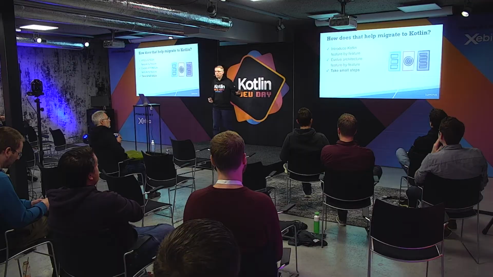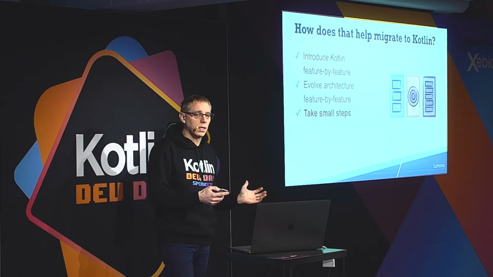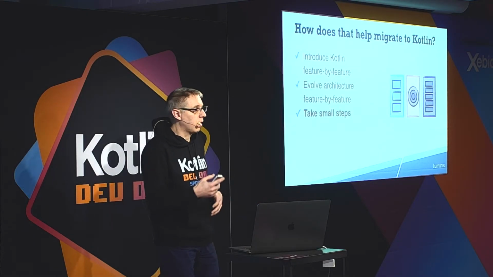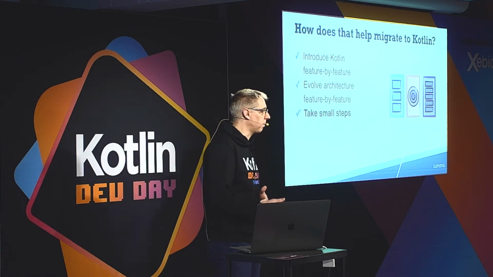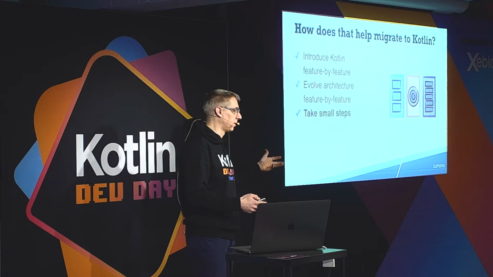So apart from those benefits, which is all good stuff, right? So how does this help you migrate to Kotlin? So having each feature isolated means you can introduce Kotlin to each in turn. And the isolation, again, allows you to use new architectures like hexagonal, one feature at a time. And all these things allow you to take small steps.